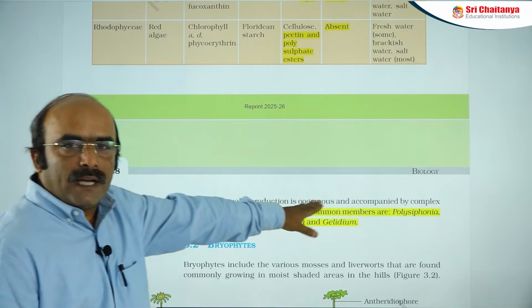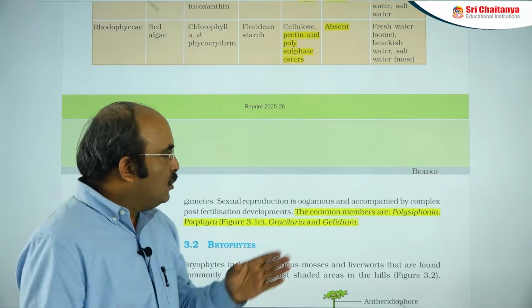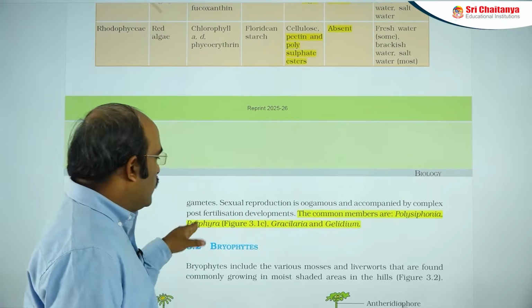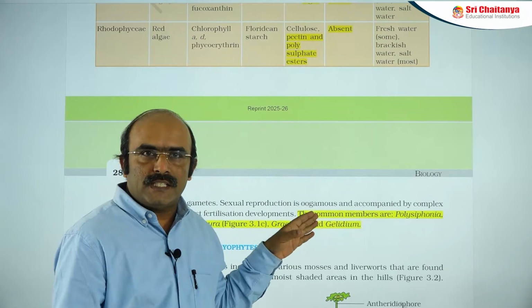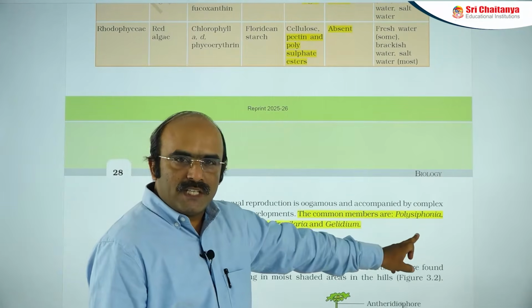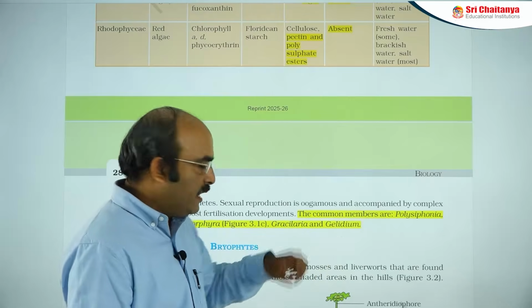Now here comes the differential point compared to the first two classes. You could see the sexual reproduction is oogamous, and the oogamous reproduction is followed by complex post-fertilization changes. Now the common examples are Polysiphonia, Porphyra, Gracilaria and Gelidium.